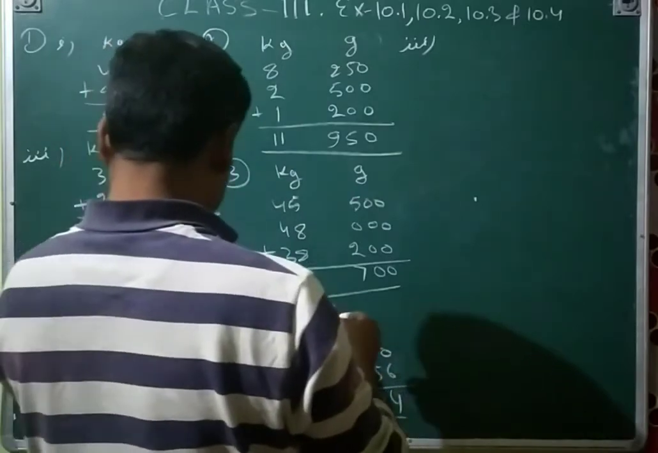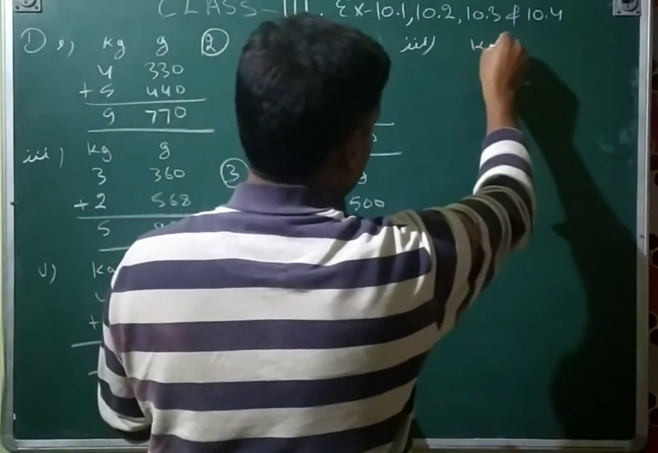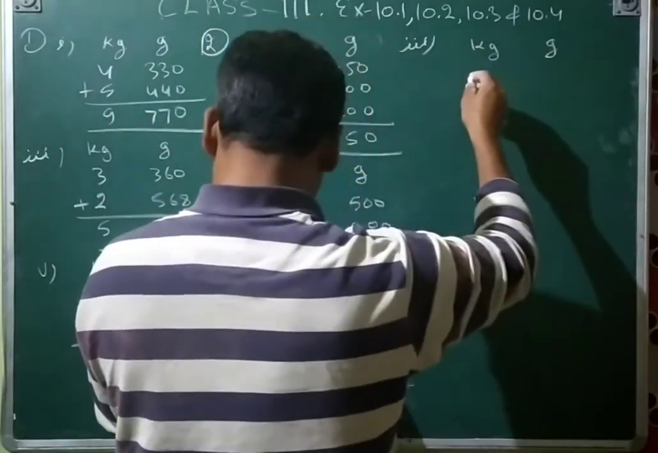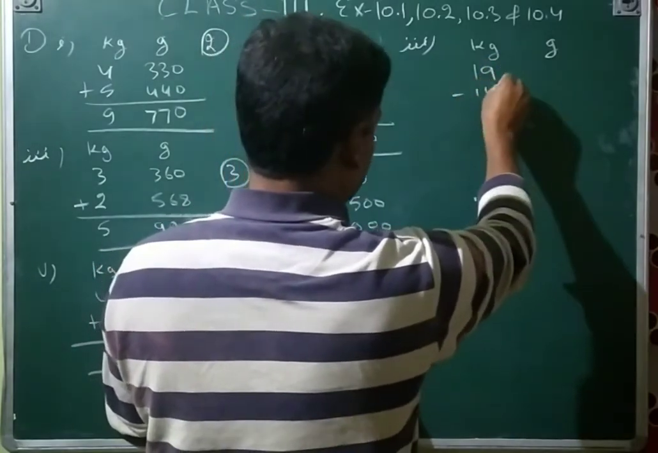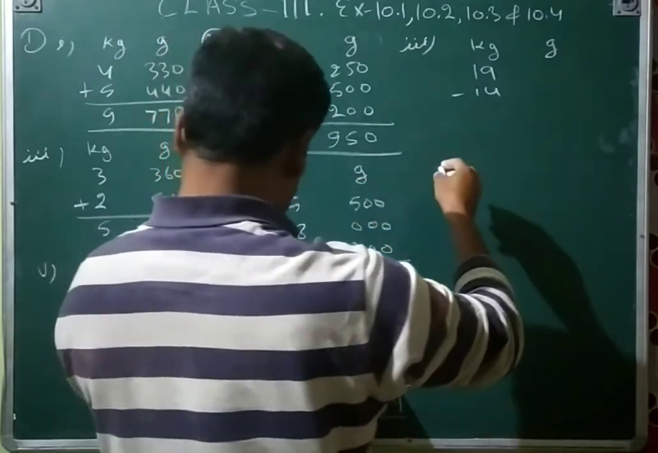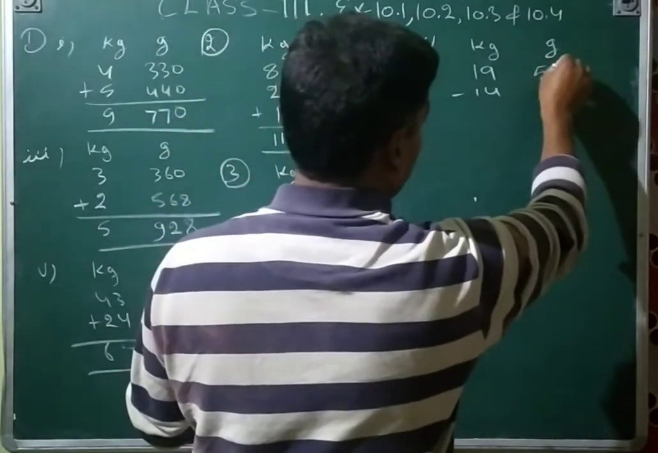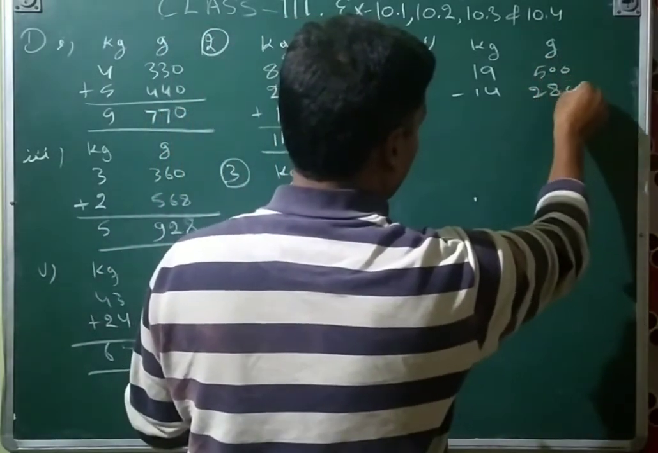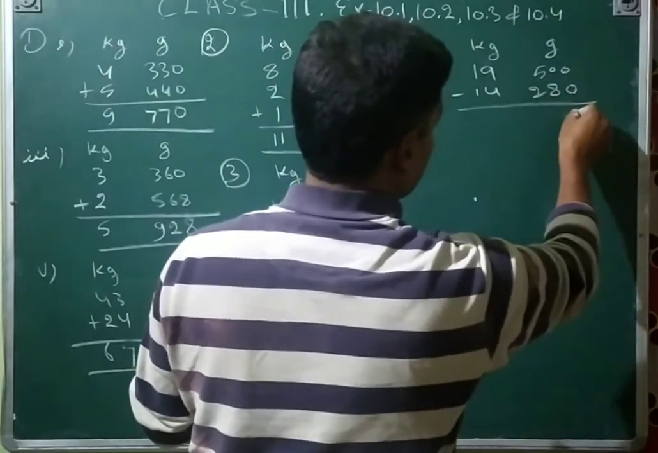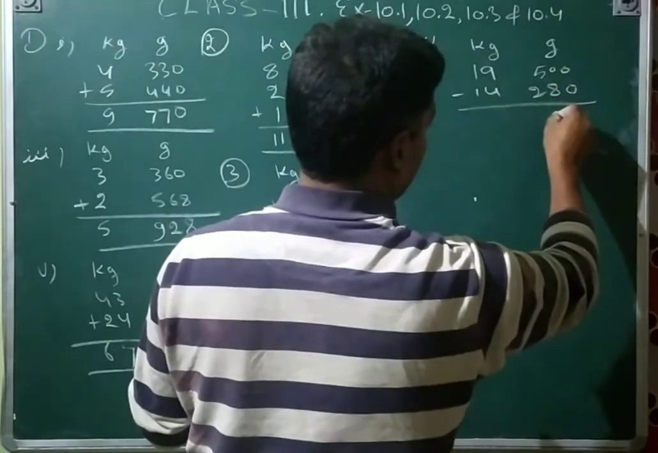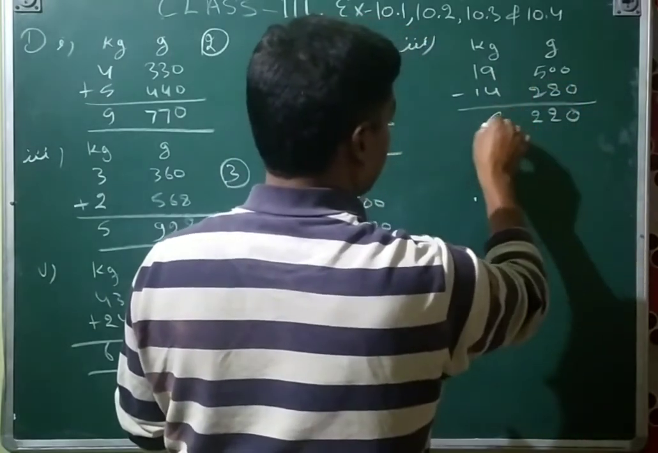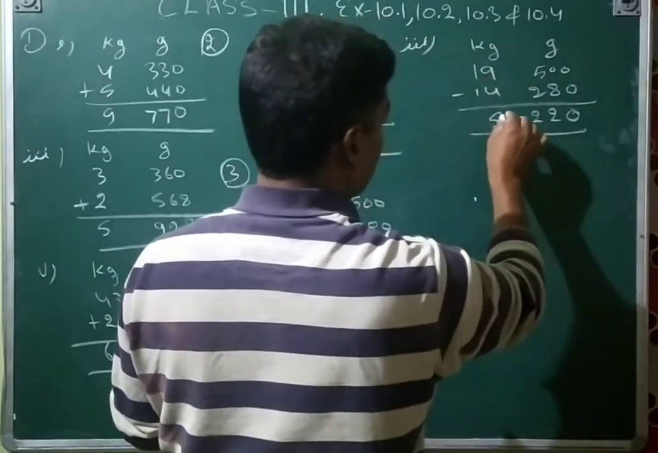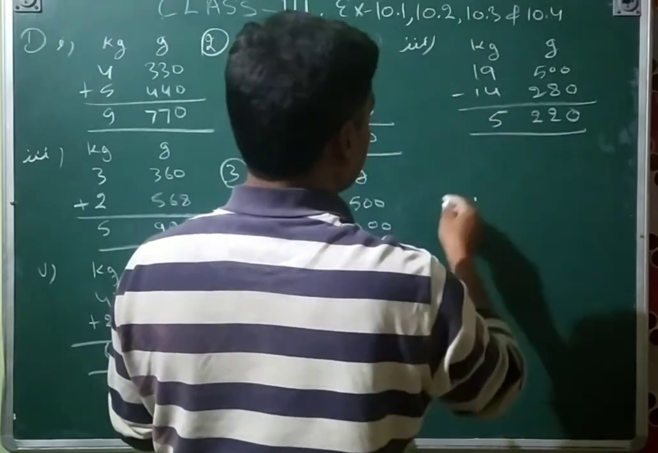And then the third part, kg and gram. So 19 minus 14 and then 500 to 80. 0 less 0 is 0, 10 less 8 is 2, 4 less 2 is 2, 9 less 4 is 5, and then 1 less 1 is 0, no need to write the 0.